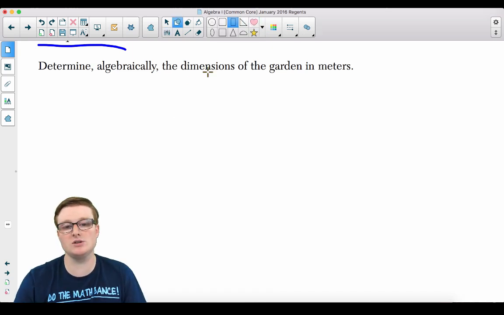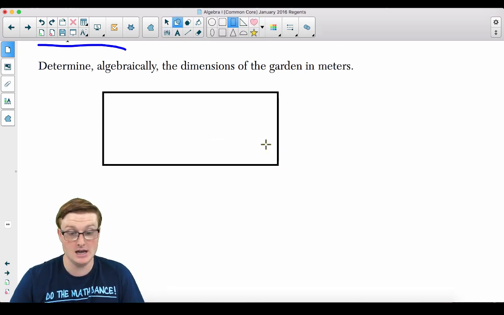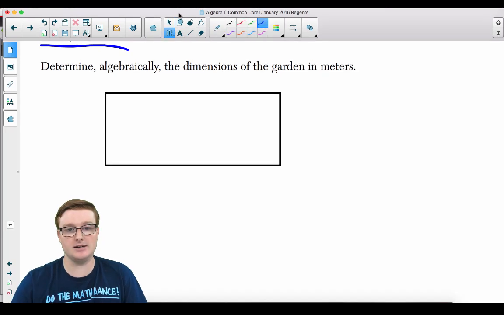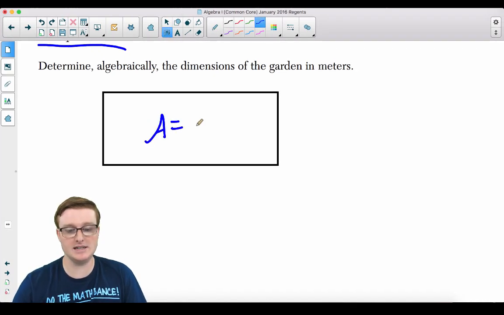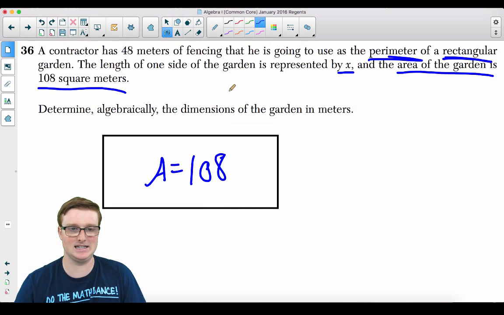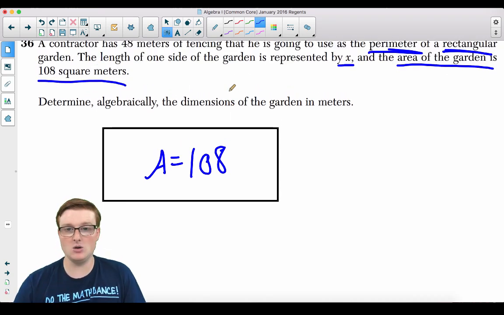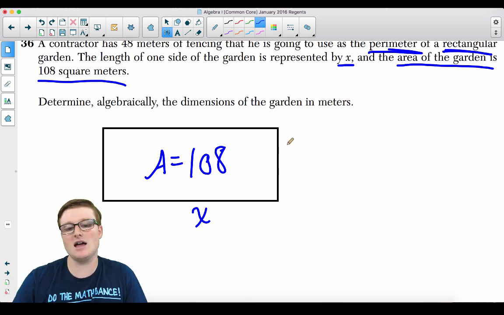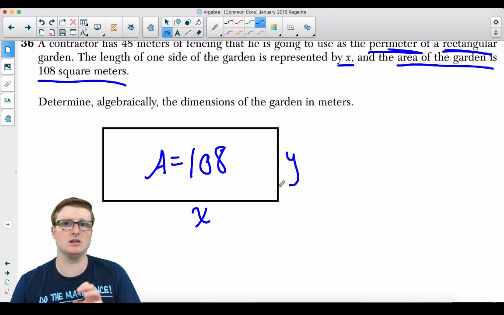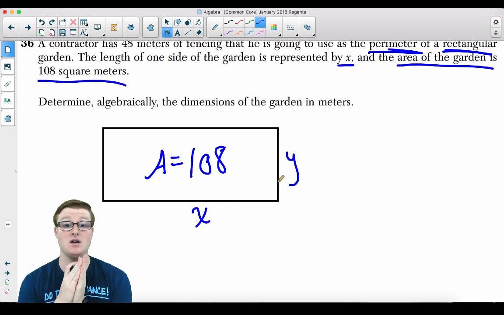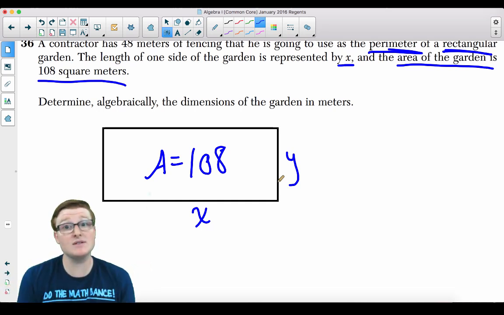So the first thing that I want to do is draw myself a little garden here. They're telling me that the area is equal to 108 square meters. Now, the length of one side is represented by x, and the width, we don't know what the width is. I'm going to represent that by y. I know that's going to be a little weird to understand, but we don't have length, we don't have width, but what we have is area.